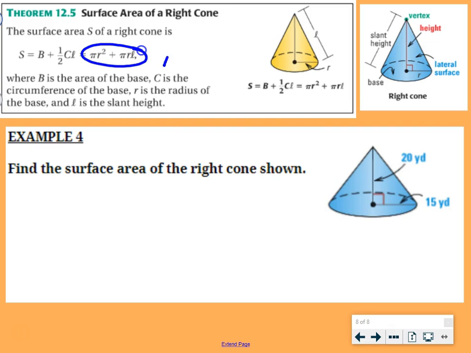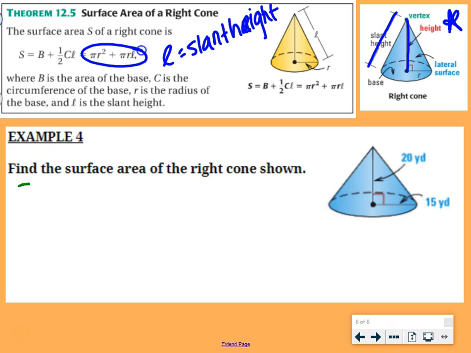Remember that L is your slant height, not the actual regular height. So make sure you know the difference. Here's a good diagram for slant height. Slant height is the slanted height, whereas the regular height is the straight up and down height. Surface area of the right cone shown.